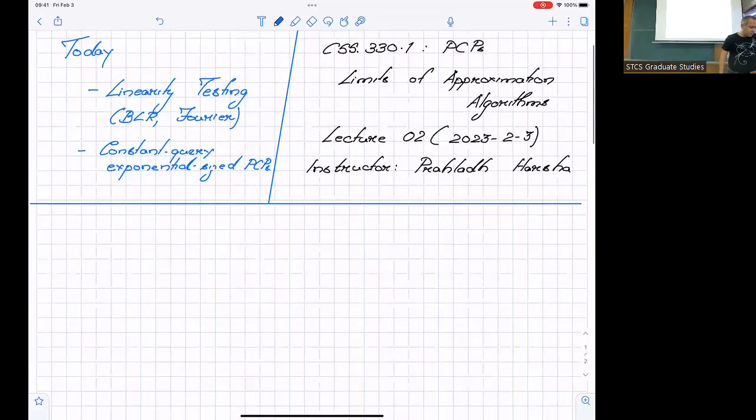So let's begin with a quick recap of what we did last time. In the last lecture we stated the PCP theorem. We stated the PCP theorem in two different languages. One in the language of hardness of approximation of max 3 SAT, and the other in the language of proof checking. And then we showed by the end of the lecture that these two viewpoints are in fact the same viewpoint.